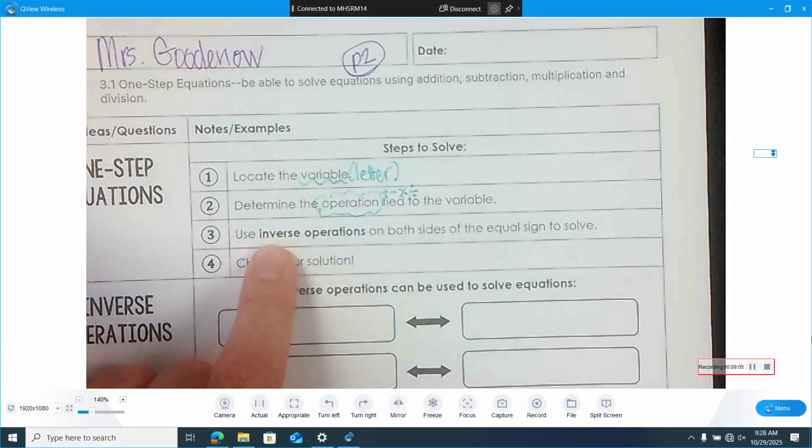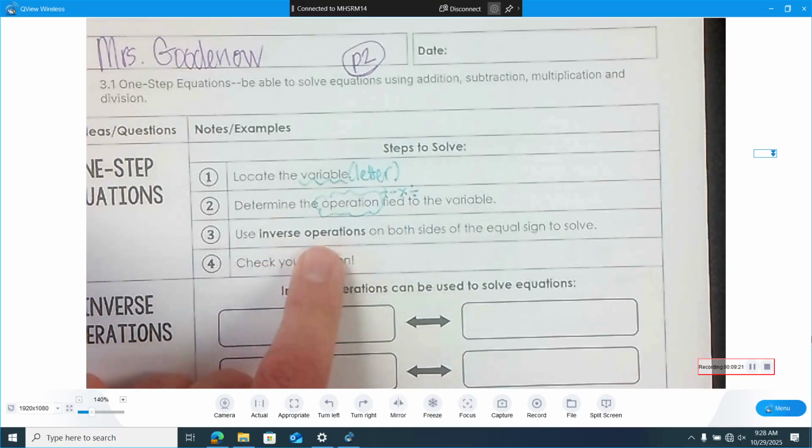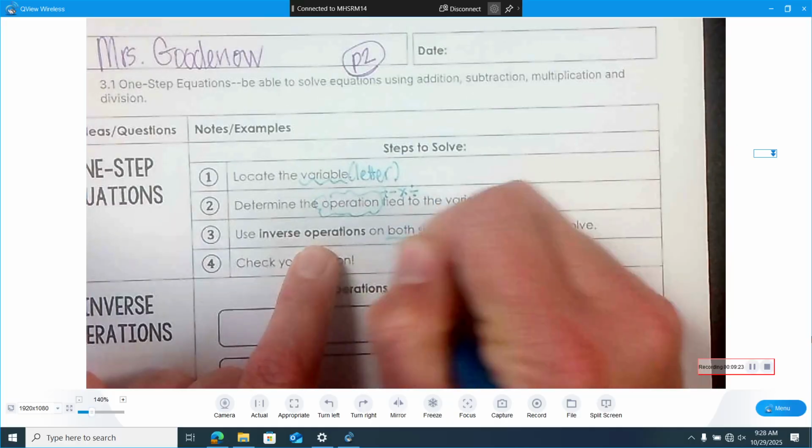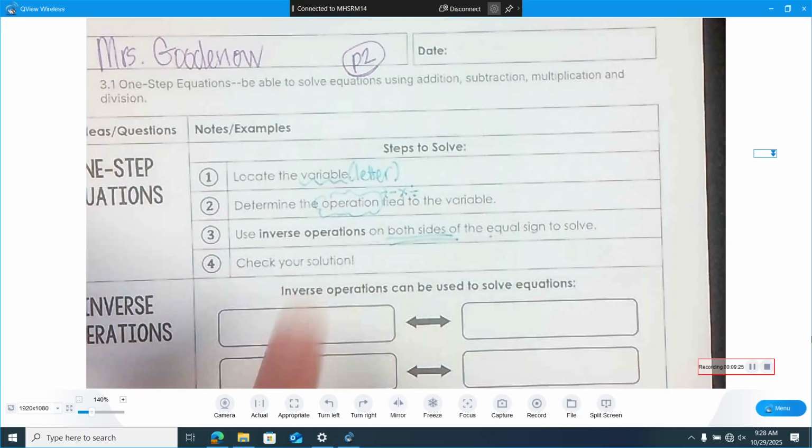And then we're going to use the inverse operation. What do you suppose inverse means? Opposite. Sort of the opposite. What's the opposite of addition? Subtraction. What's the opposite of multiplication? Division. Okay? All right. And then use the inverse operation on both sides of the equal sign. Why do we have to do it on both sides? So it stays even, so it stays balanced. Again, we're balancing that little teeter-totter.